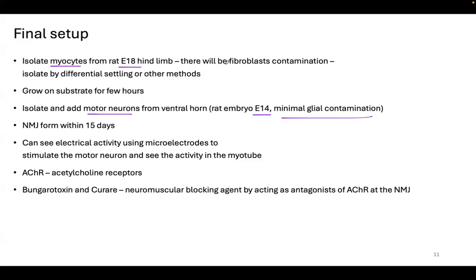Now, of course, in the case of older mice and these myocytes, you will have fibroblast contamination. So we have read about this earlier. You do want a relatively pure culture because fibroblasts, like glia, are going to overtake. So you do want to isolate or purify your myocytes.